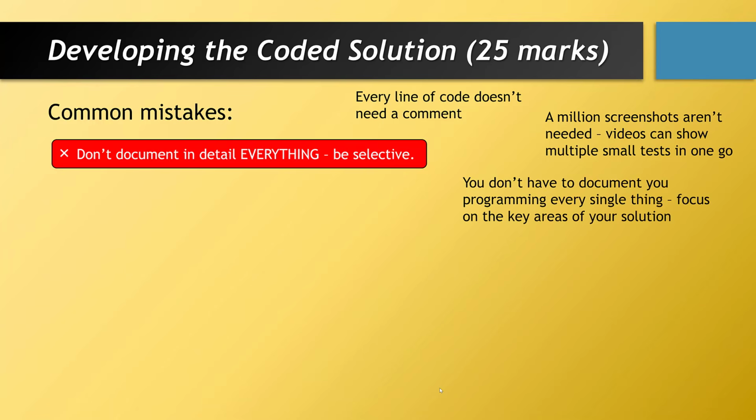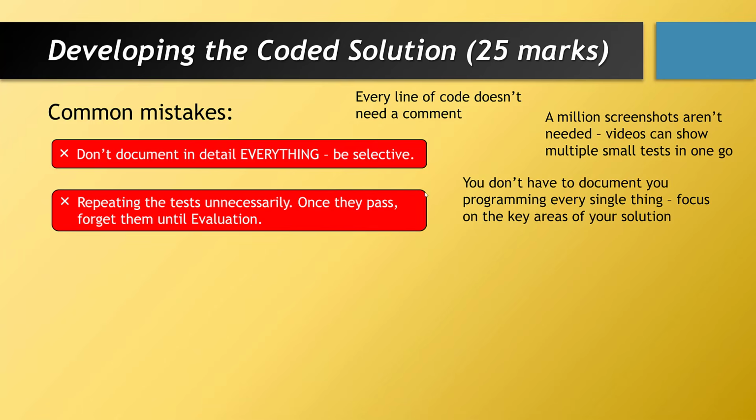And again, like I've implied, don't document every single thing. Focus on the key areas of your solution. We're not interested in if statements or how a for loop works, unless it's particularly interesting. Another mistake is repeating tests without any need. If you've designed it properly, you know what's needed and you can remove any tests which are unnecessary. And once a test has passed, forget about it. You might effectively test it again in a sense later on in evaluation, but if it passes, delete that row in your next table and just focus on the ones which failed.